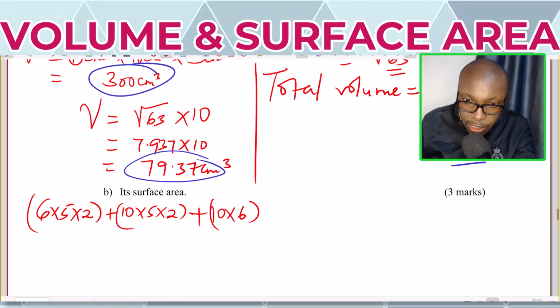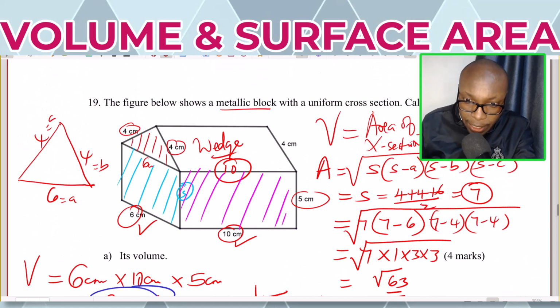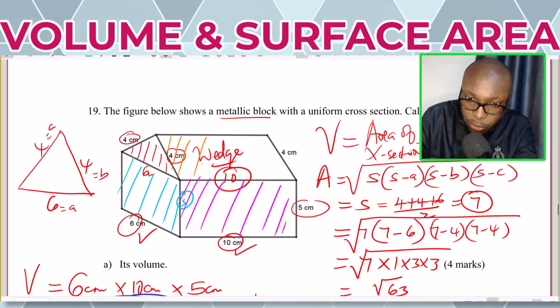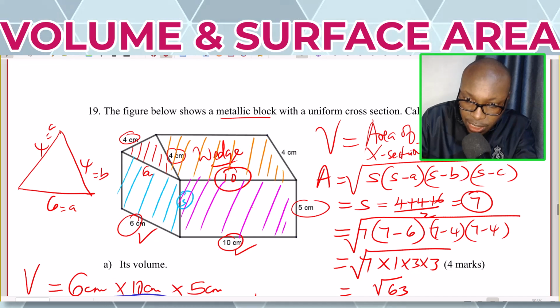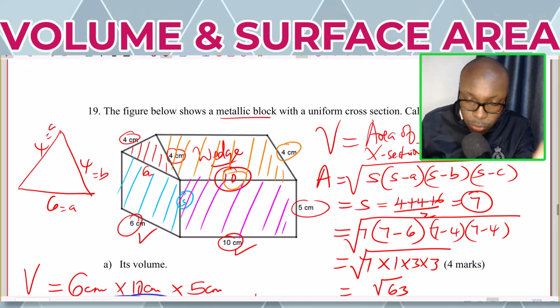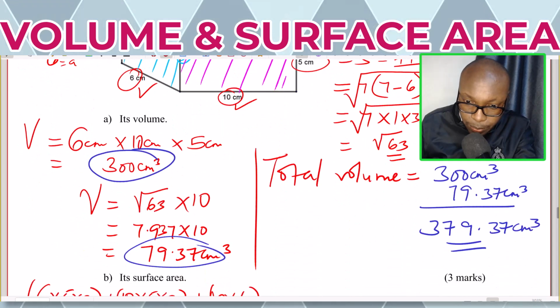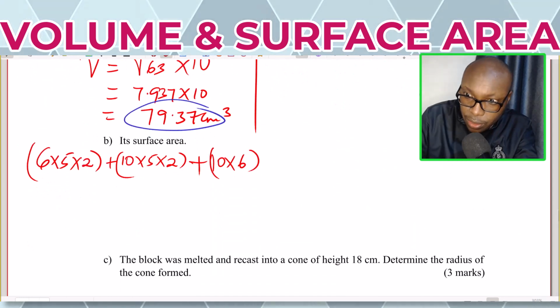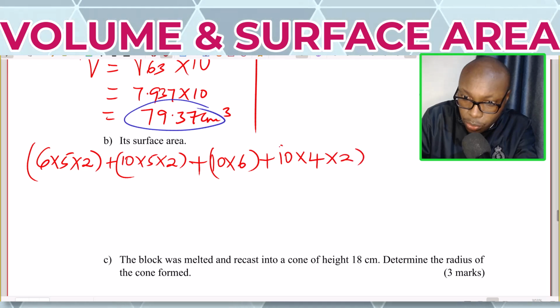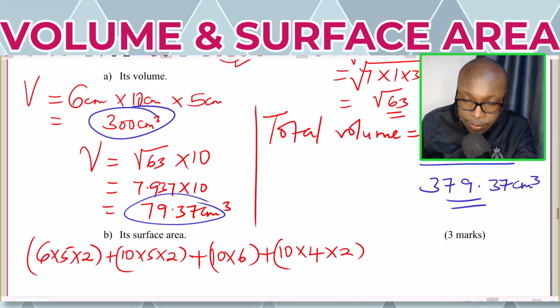So what is remaining now? We go to the top part. For the top part, we have this rectangle here that measures 10 by 4. And then there are 2 on the other side, so 10 by 4, then multiply by 2 because we have the other face on the other side.